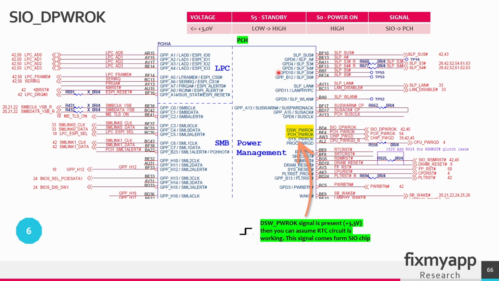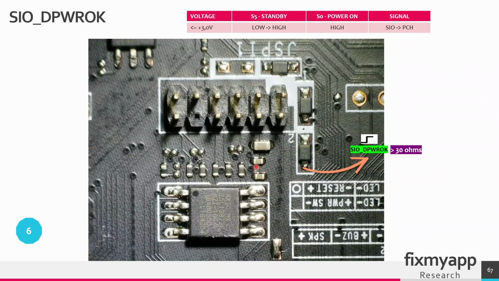This is the PCH, and the SIO D-Power OK signal that comes from the SIO will go into this PCH. When the SIO D-Power OK signal is present, then you can assume that the RTC circuit is working. On this motherboard, you can measure the SIO D-Power OK signal near this diode. On the other motherboards, you have to check the schematics where this signal is present.